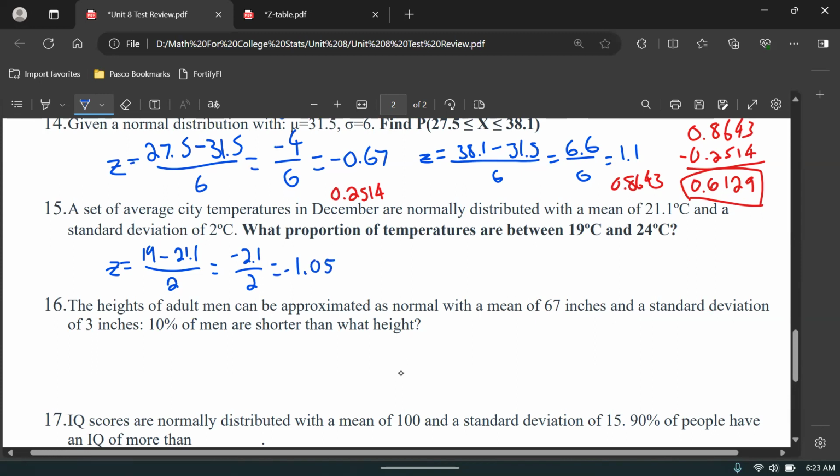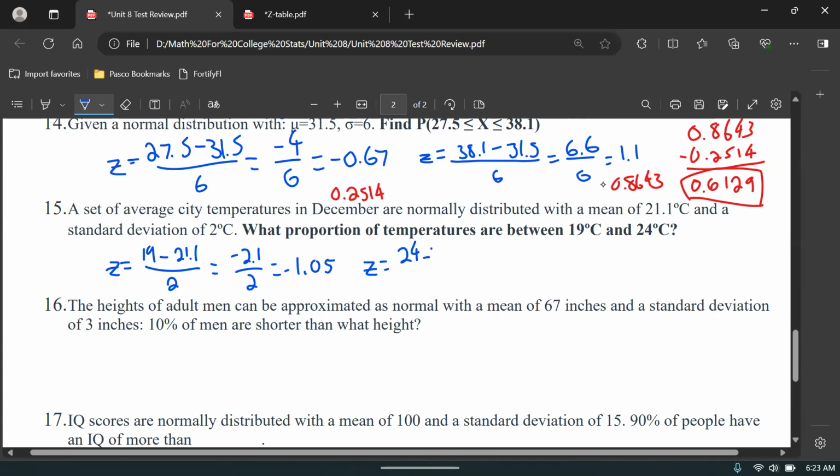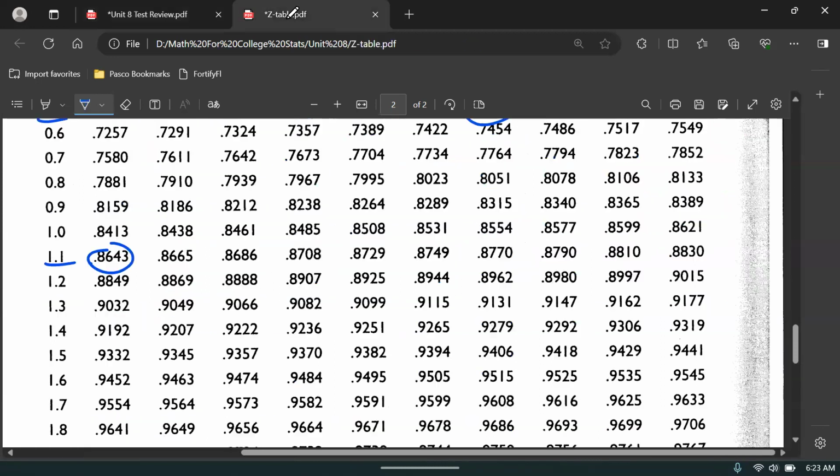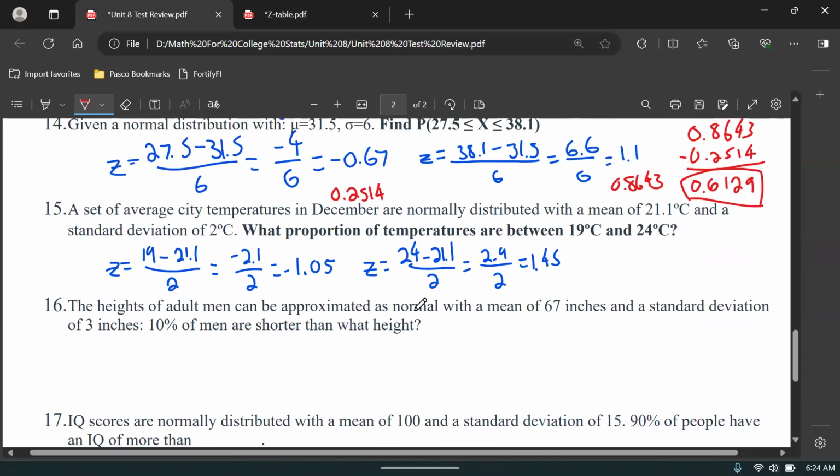Now we'll do it again for 24, just like the last question. 24 minus 21.1 divided by 2. We get positive 2.9 divided by 2, which is 1.45. All right, so let's go find again the probabilities on the z-table with those. Negative 1.05: negative 1.0, then 0, 1, 2, 3, 4, 5. So that's 0.1469.